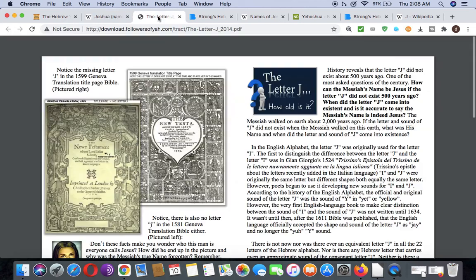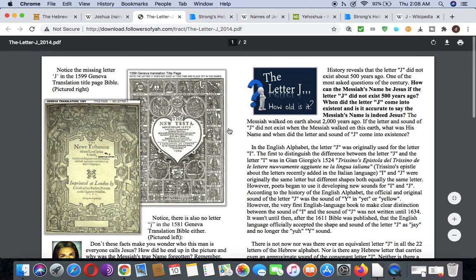And when the name Jesus arrived. If you look here, this is one of the early translation Bibles, which is the Geneva, one of the first sets of English translation Bibles. And if you notice here, the letter J is missing. This is the 1599 Geneva translation. There is no J in it. As a matter of fact, there was no J in the first King James Bible.